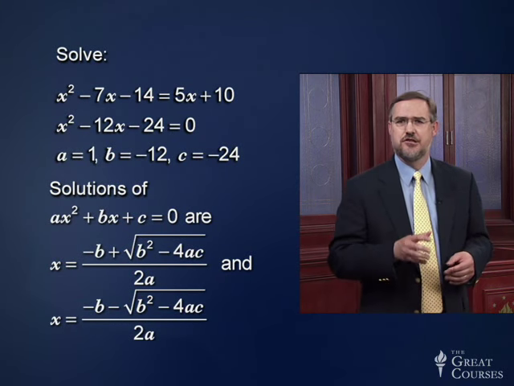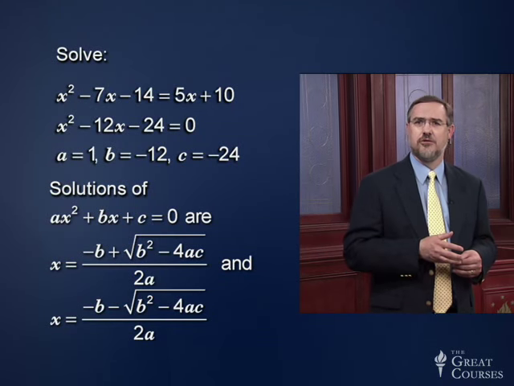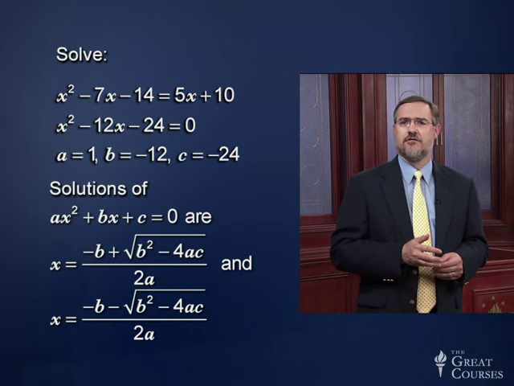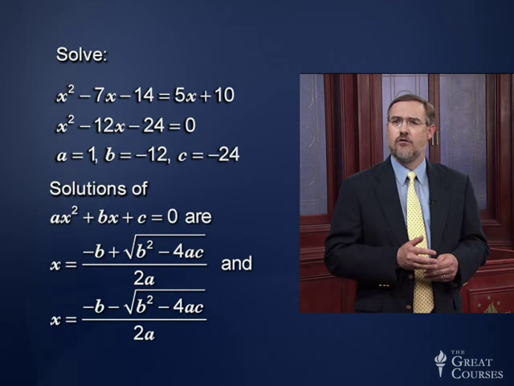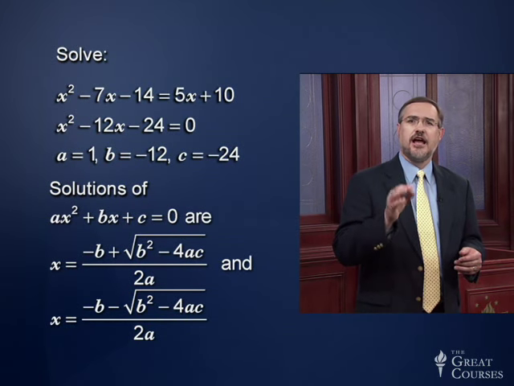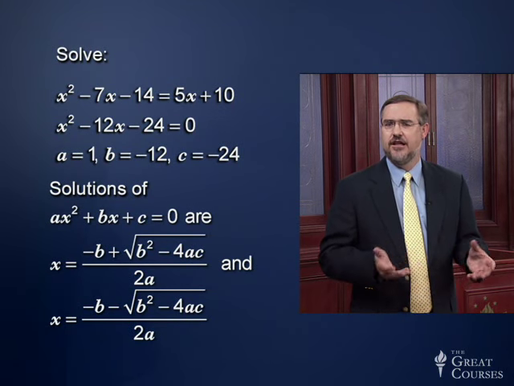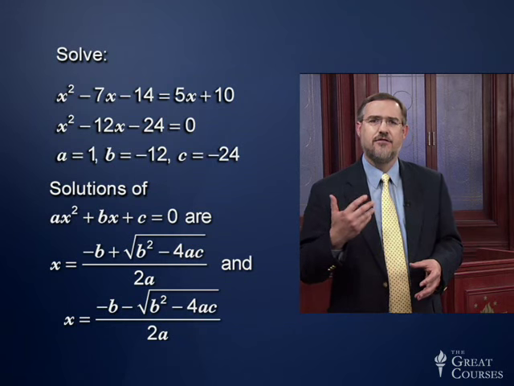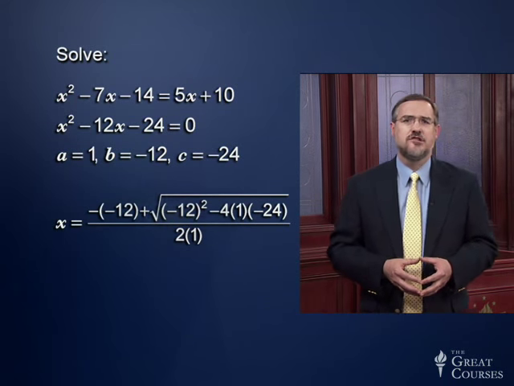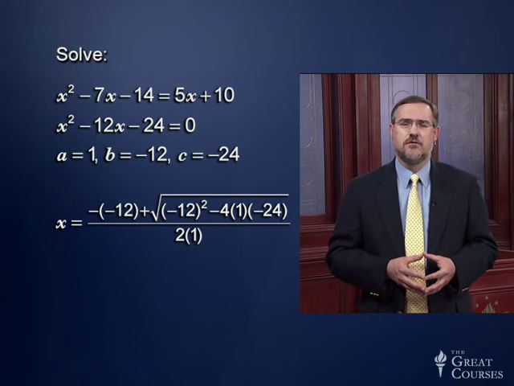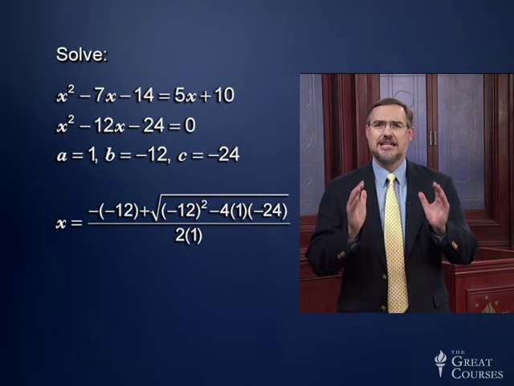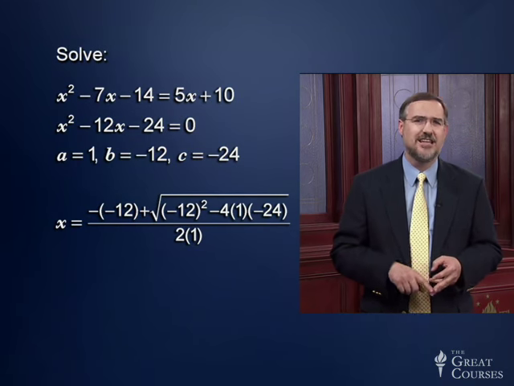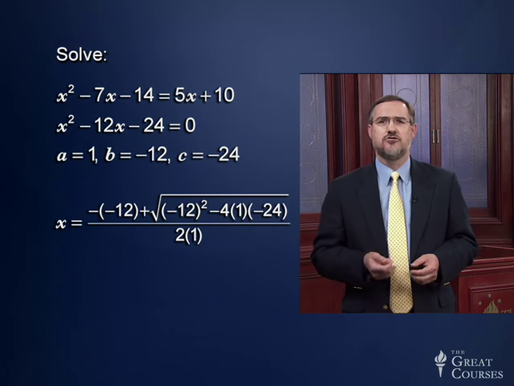Okay, now the solutions of this equation are going to be x equals negative b plus the square root of b squared minus 4ac all over 2a, and x equals negative b minus the square root of b squared minus 4ac over 2a. And we already know that a is 1, b is negative 12, and c is negative 24. So the first solution that we're going to have is the following. x equals the negative of negative 12 plus the square root of negative 12 squared minus 4 times 1 times negative 24, divided by 2 times 1.